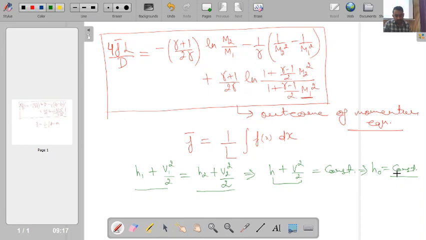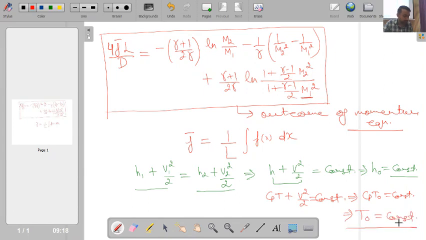In a similar way, because I am now considering this particular case for a calorically perfect gas, in place of h I can write Cp times T plus V square by 2 equal to constant, which will give me Cp times T naught equal to constant, and as for a calorically perfect gas Cp is also a constant, I can say from here that T naught equal to constant.